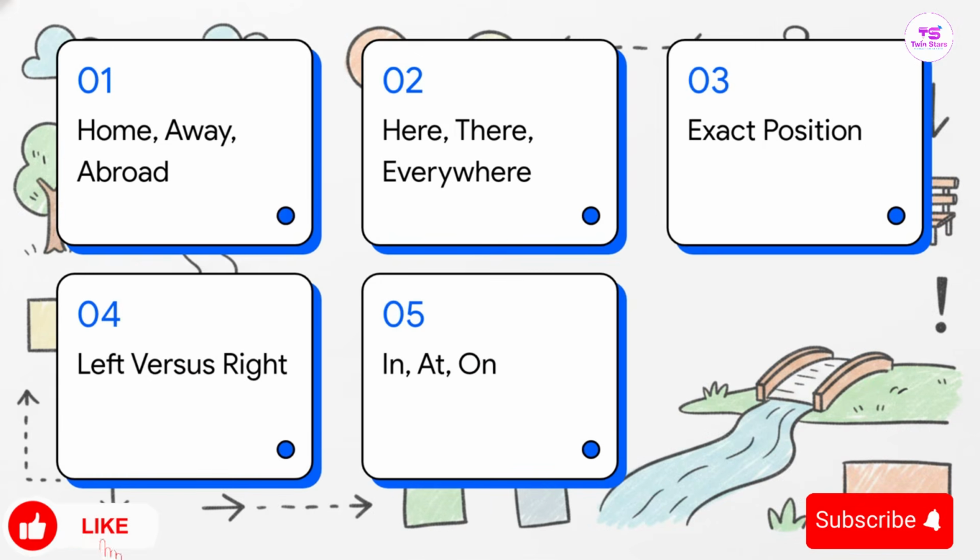So here's the map for our journey today. Number 1, home, away, and abroad. Number 2, here, there, and everywhere. 3, finding your exact position. 4, left versus right. And finally, number 5, those tricky prepositions, in, at, and on.